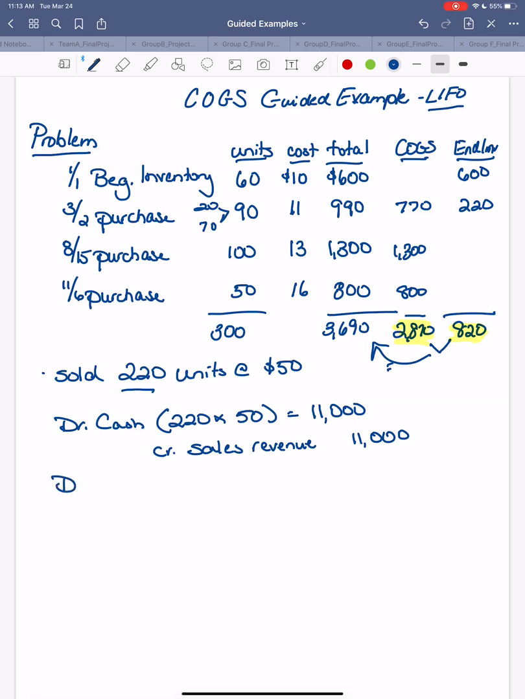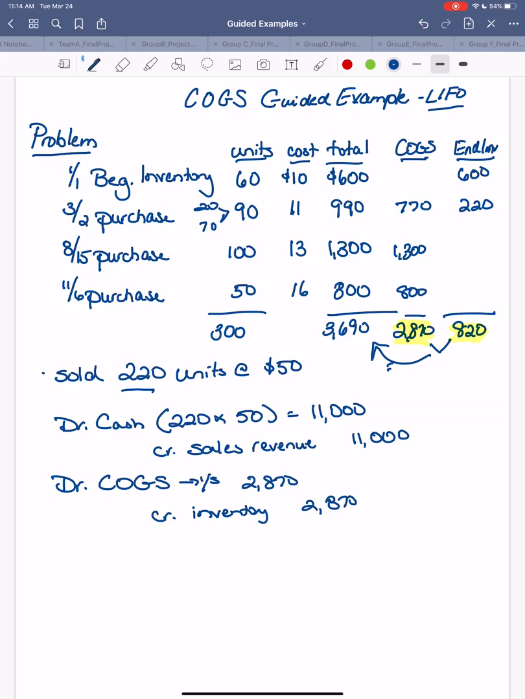And now I want to do the journal entry to recognize the fact that some of my inventory's gone. I've sold it, and I need to recognize the expense. So I'll debit cost of goods sold. Remember, what's that on? That's on the income statement. And I pick that up from the table above, 2870, and I credit inventory, right, which is on the balance sheet, and I'm lowering my inventory.